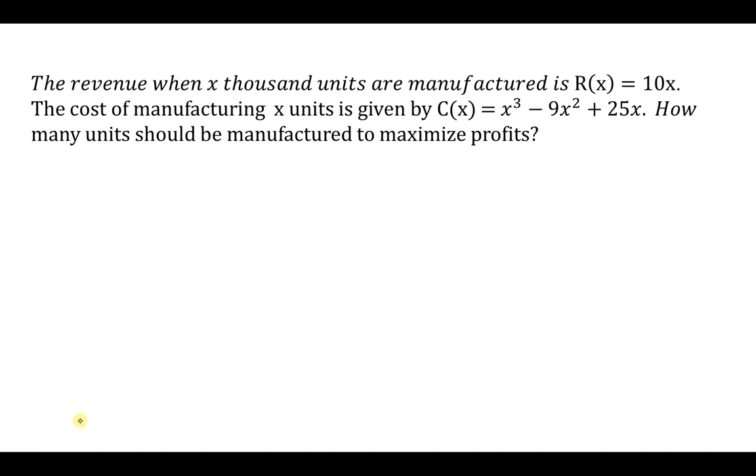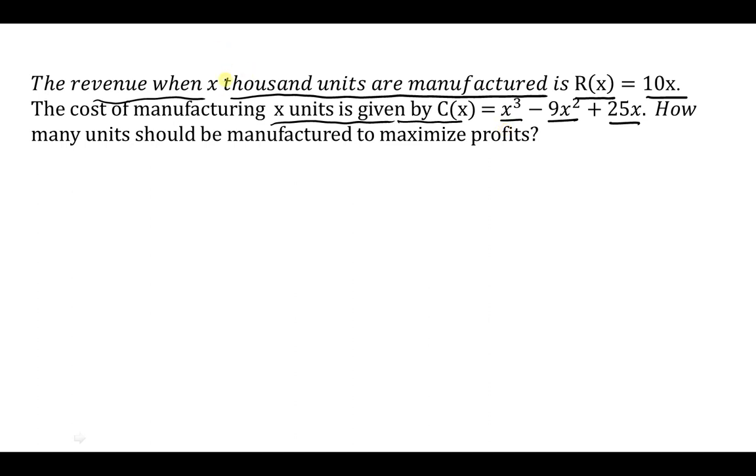Now the next problem is one in which we want to maximize a profit in a manufacturing operation. The revenue when X thousand units are manufactured is given by R of X equal 10X, and the cost of manufacturing X units is given by C of X equal X cubed minus 9X squared plus 25X. And the question is, how many units should be manufactured to maximize the profits?